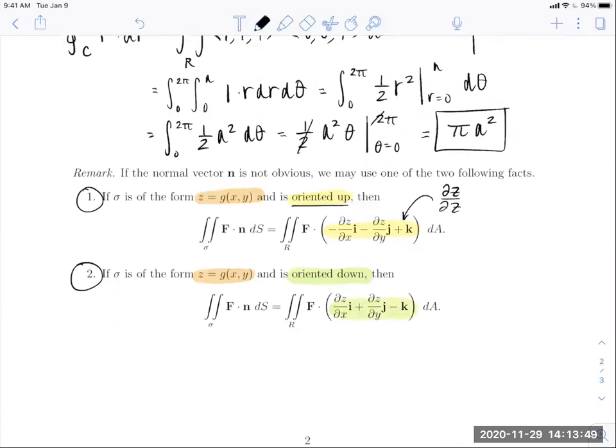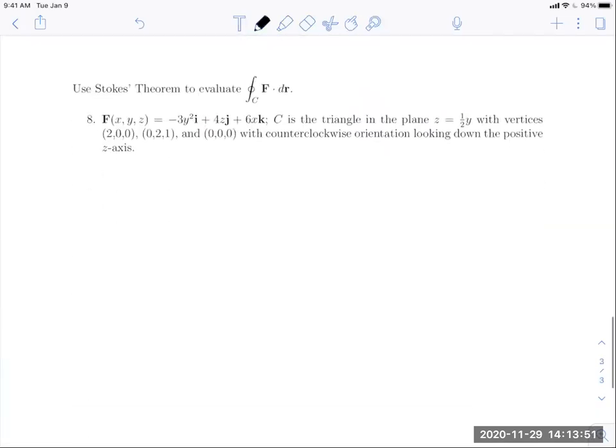So let's look at our last example, number 8: use Stokes' theorem to evaluate the integral over C of f dot dr. Here again, we have our vector field. Before we even get too deep, let's go ahead and compute the curl of this vector field. So I have i, j, k across the top, partials across the middle, and then the component functions across the bottom.